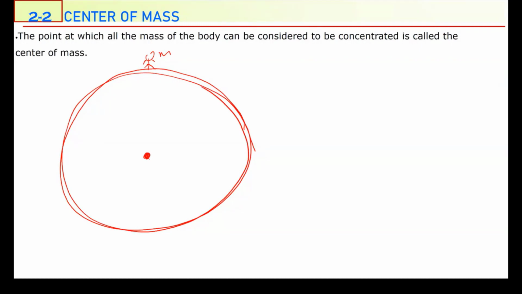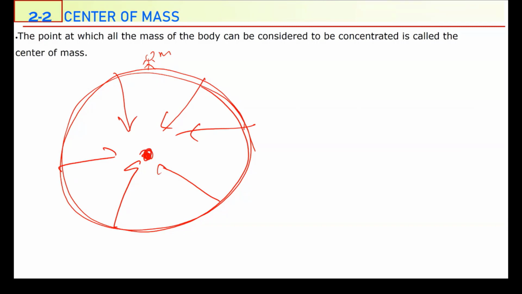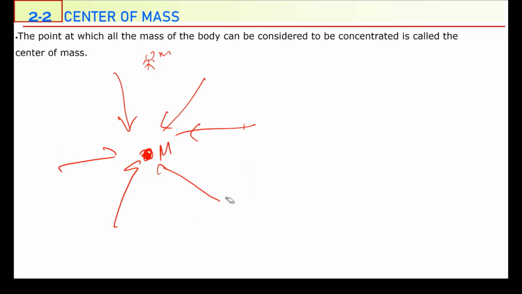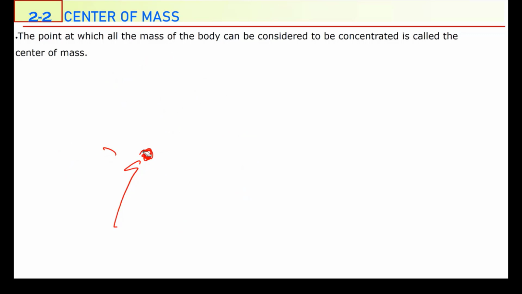So this is the center of mass of the Earth. So we assume that all this mass is considered to be concentrated just at one point. That point is the center of mass of the Earth. This is not only for Earth, for every kind of object, we can determine the center of mass. Center of mass can be found by two ways.